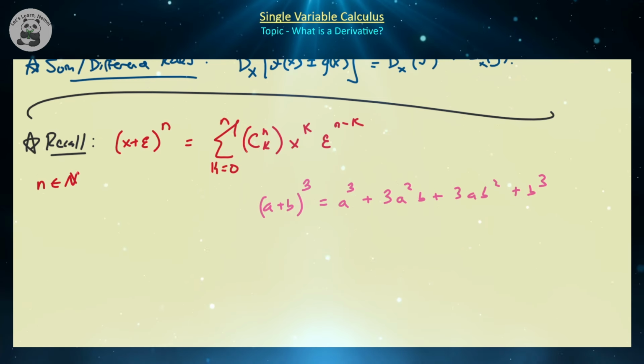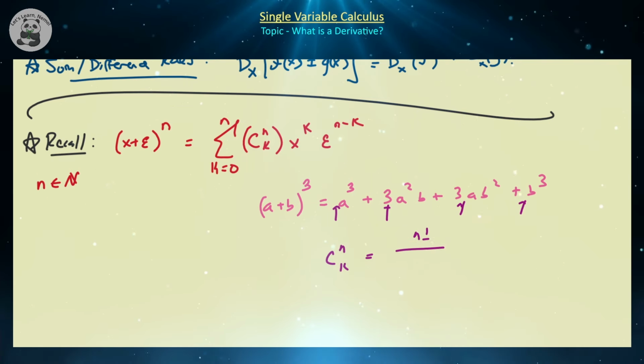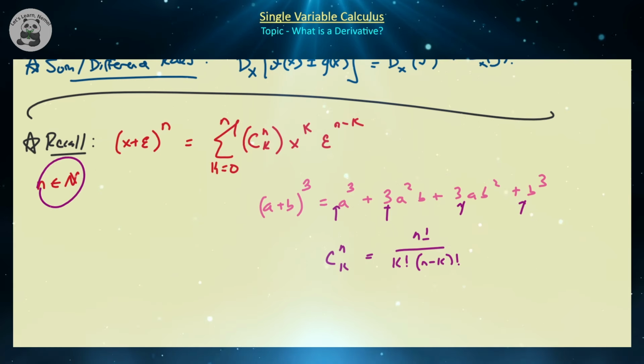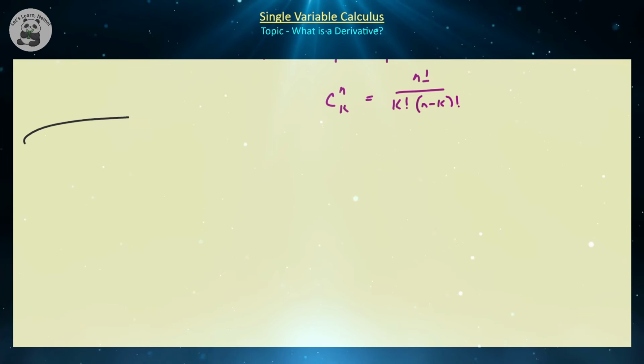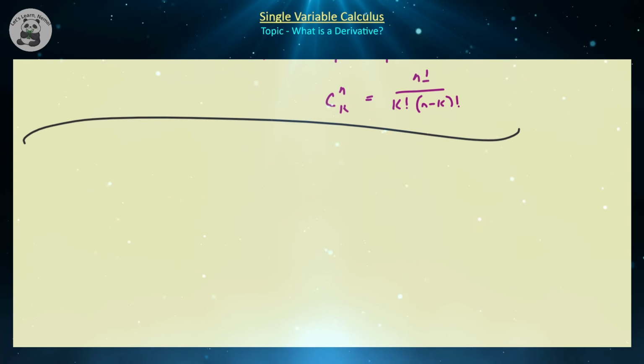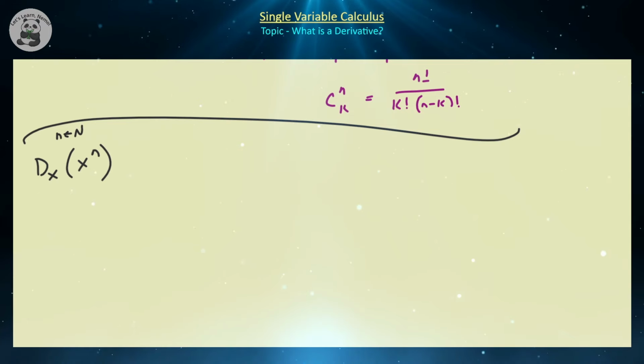And you can find each of these coefficients, 1, 3, 3, and 1, by using the general relationship that C(n,k) is equal to n factorial over k factorial times n minus k factorial, with the emphasis that this only applies to natural numbers. So what we're going to do is use this nice little trick to prove another important rule in single variable differentiation. So what is the derivative of a monomial expression x to the n, where n is a natural number? And later we can actually extend this to any real number also.